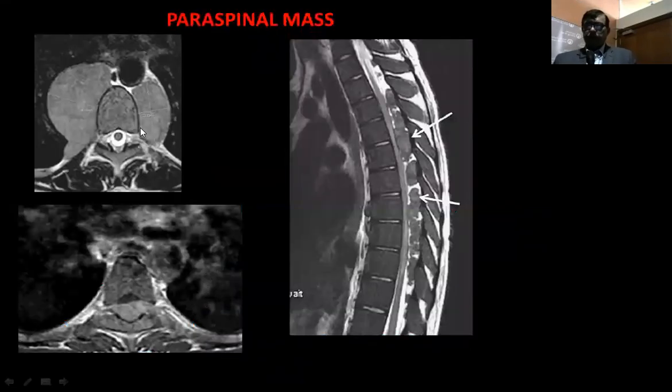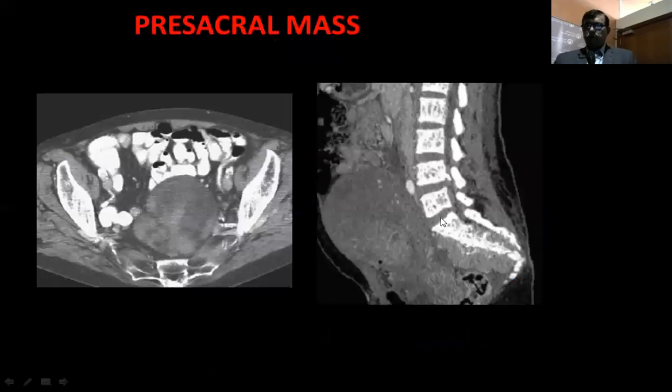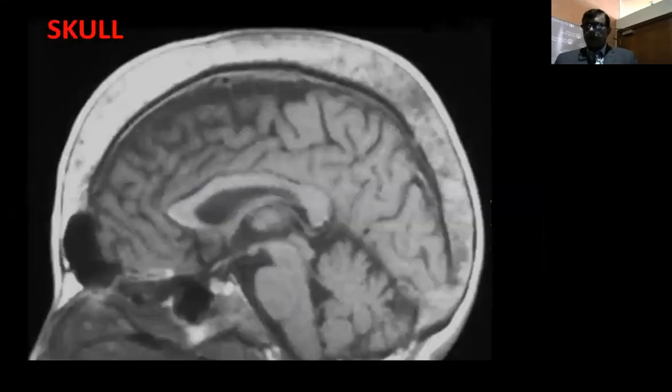As in this case here, you can see a presacral mass like this. The sacrum is trying to produce blood. The skull will be thickened out. The marrow inside the skull, the venous spaces are widened.